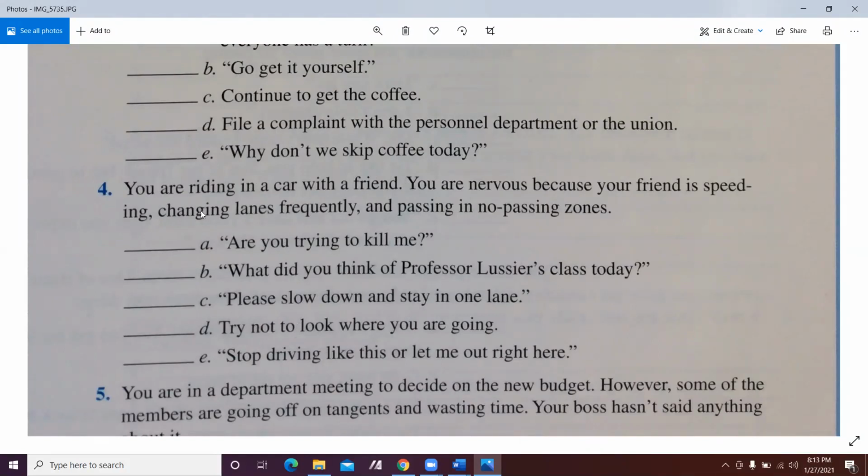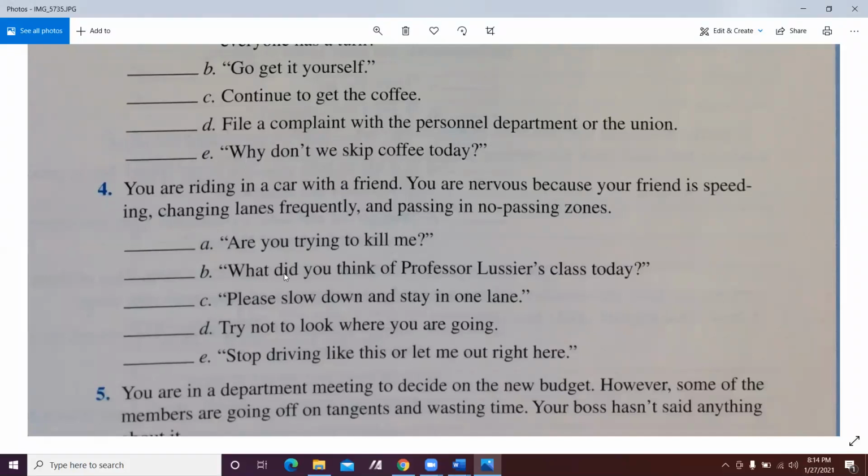Okay, then situation 4. You are riding in a car with a friend. You are nervous because your friend is speeding, changing lanes frequently, and passing in no passing zones. Now, what is your action? Are you trying to kill me? That action A is aggressive.